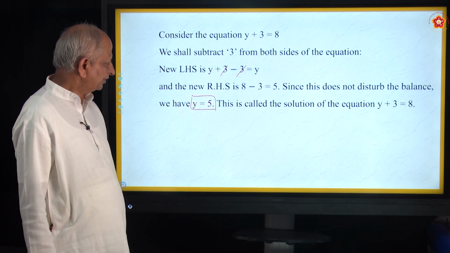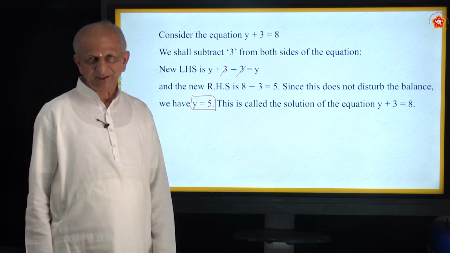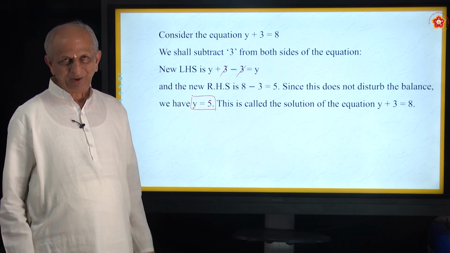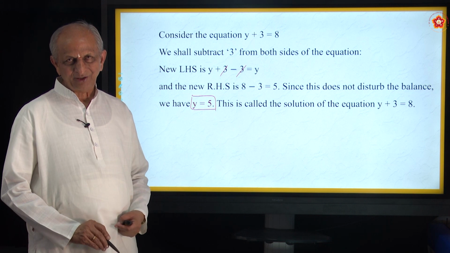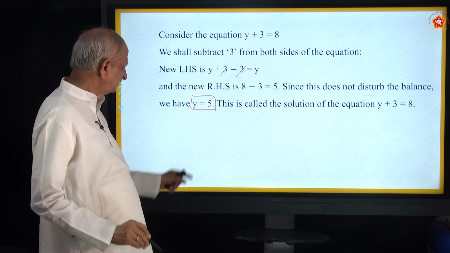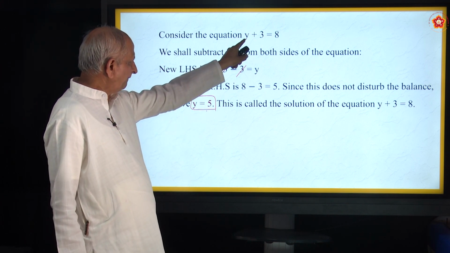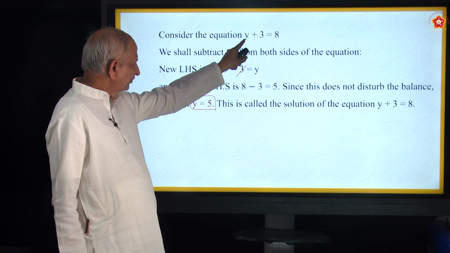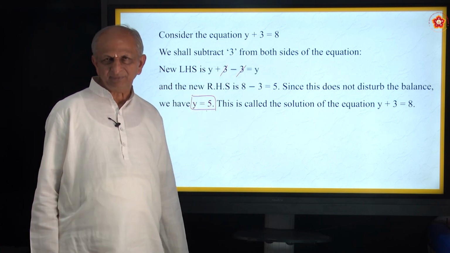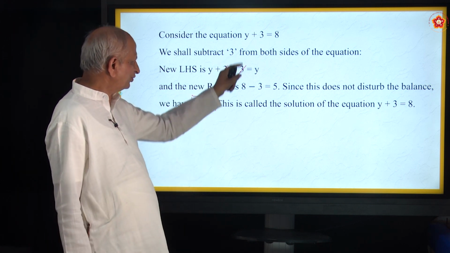Okay. So, this is called the solution of the equation y plus 3 is equal to 8. So, what have we done? We have got the value of y. How much is it? 5. How to check it? Suppose you apply it here, 5 plus 3, how much does it become? Correct, 8. So, the equation holds good.